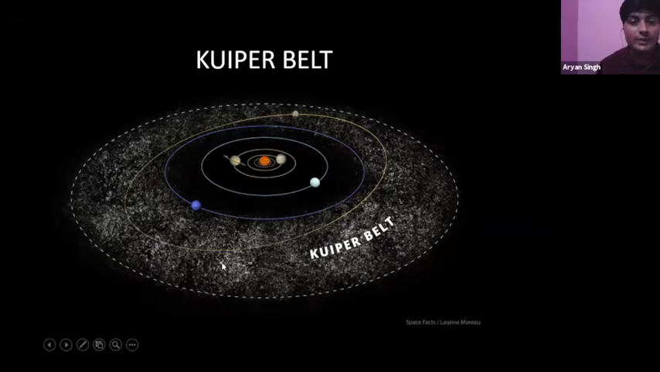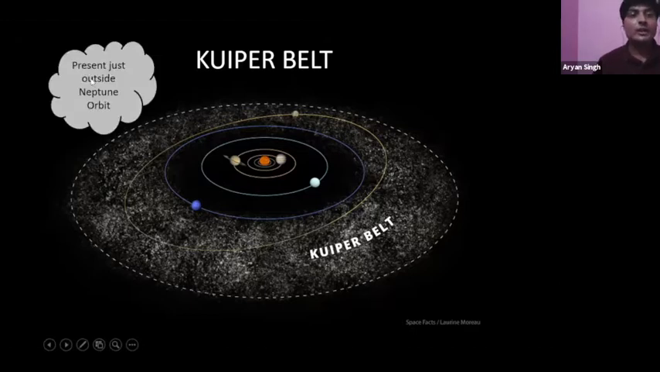And all these dots that you're watching are actually icy rocks. I'm just introducing one term if you want to learn on your own. Basically, the comets, the space rocks, they come from here, from the Kuiper Belt. Okay, so let's know about it. This is present outside Neptune's orbit. We can easily see this is Neptune and this is the outside area of Neptune. So here is the Kuiper Belt.